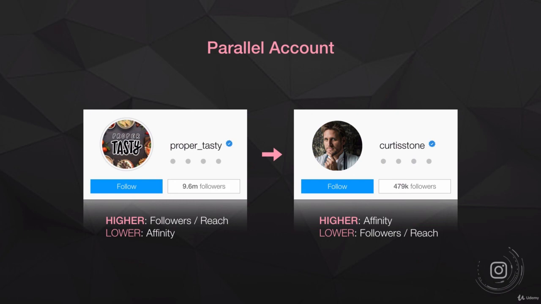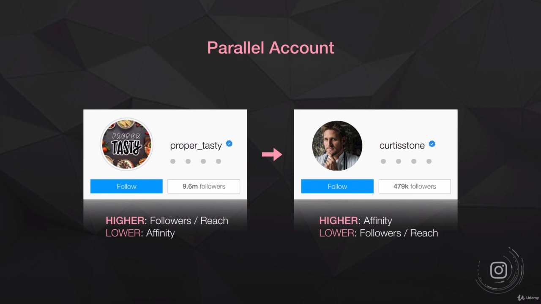So he has high affinity because he's the face of it, but he has lower followers and reach because the content that he posts is around his business, is around his cooking, it's around him as a person, and it's not as viral as the account on the left, which is Proper Tasty. They have a very high follower and reach account because they post viral recipes. They break down recipes into 15, 30 seconds, and they make delicious chocolatey looking things that everyone shares and tags everybody in. However, they would find it a lot harder to actually sell something because their affinity is lower because they're just a themed account.